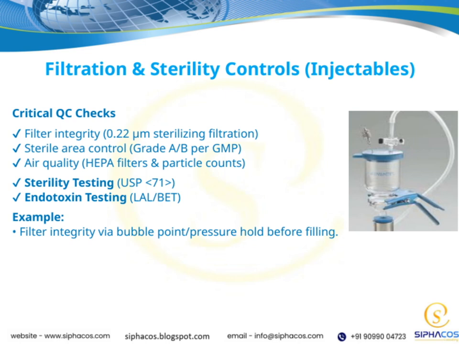On the testing side, sterility testing according to USP 71 is performed to confirm that the final product is free of microbial contamination. Additionally, endotoxin testing, using methods like LAL or BET, ensures our products are free from bacterial endotoxins, which can cause severe reactions if present. All these controls are interconnected and form a comprehensive approach to ensuring the safety and purity of our injectable products. They are fundamental to maintaining quality and compliance throughout the manufacturing process.